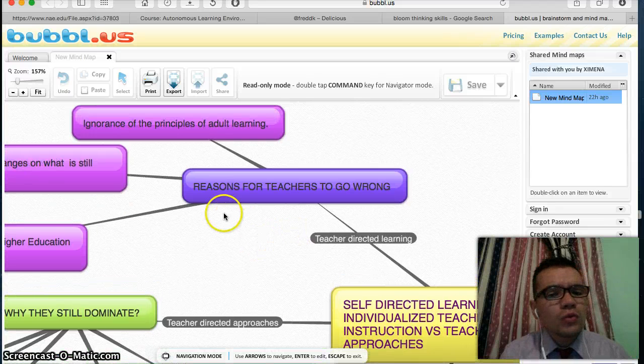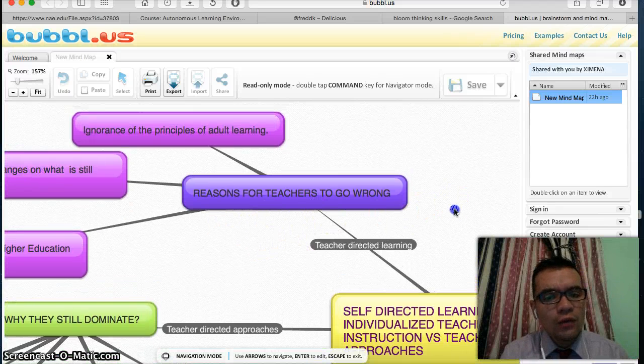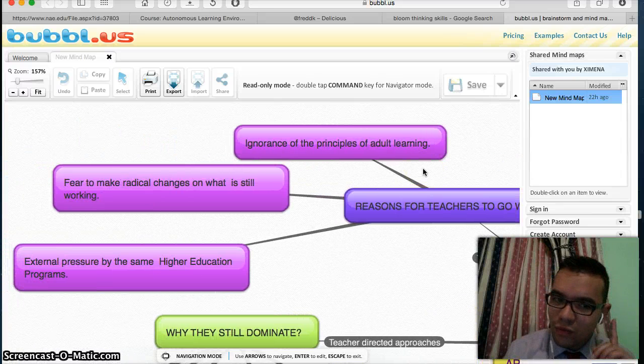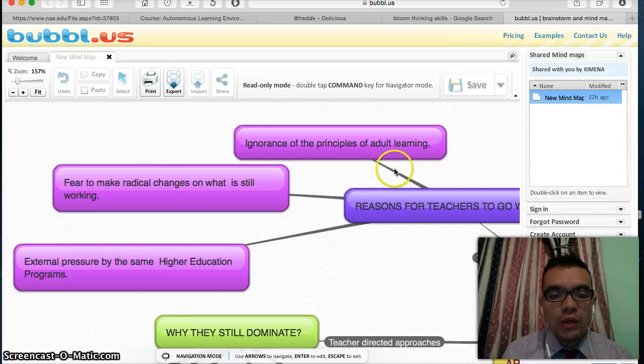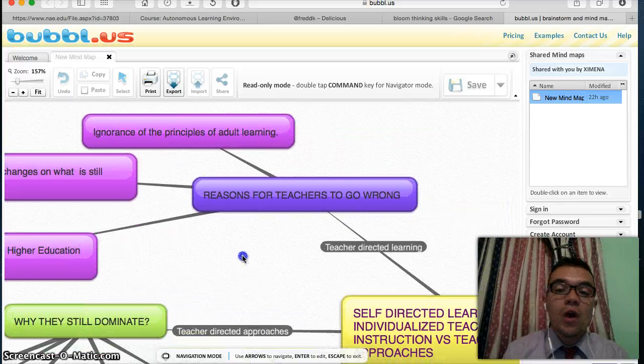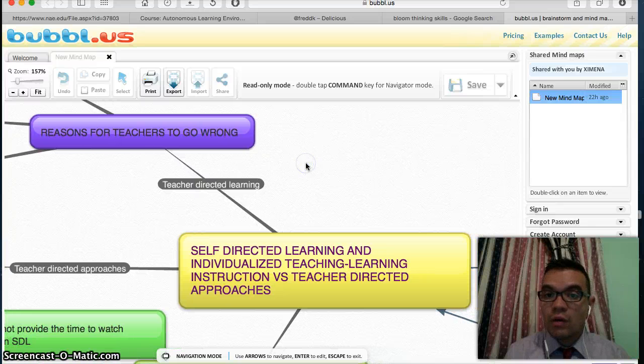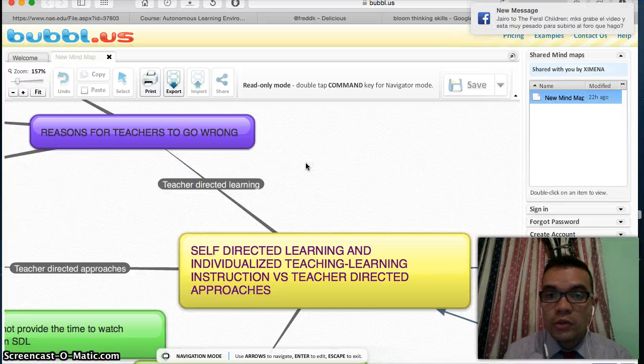But what are the reasons for teachers to keep on doing it in the wrong way? The most important ones are the following: ignorance of the principles of adult learning, fear to make radical changes to what is still working, and finally, external pressure by the same higher education programs. So, as I mentioned at the very beginning, are we ready to start breaking our own paradigms? Are we ready to break others' paradigms?